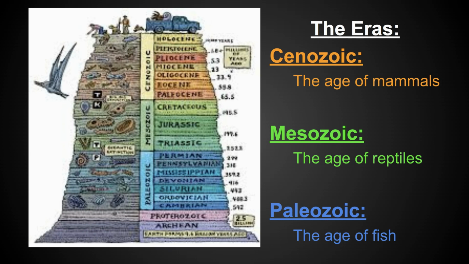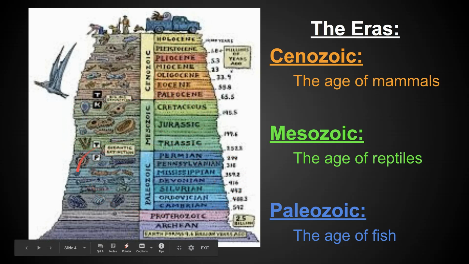So even though we have fish and reptiles alive now, we call this the age of mammals because the main life form, the dominant life form is mammals, like the dominant life form here were reptiles with the dinosaurs, and the dominant life form during this time period were fish and ocean animals.